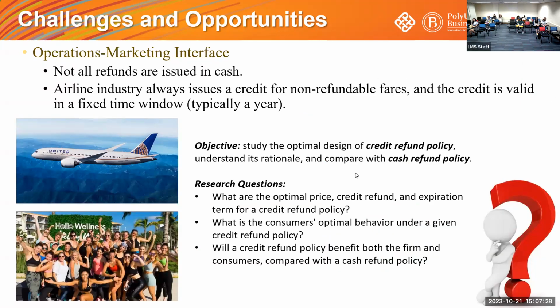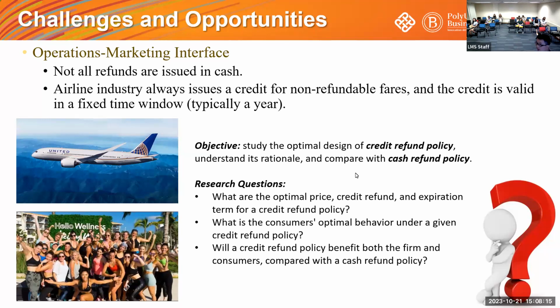Another question that we may also consider is the interdependency between operations and other systems, like marketing. One example that we always see is the airline. The airline needs to operate and also do the marketing when we buy the tickets, and we may also cancel the tickets when we have other schedules. When you cancel tickets, we may study the optimal design of the credit refund policy. Do we need to refund you the cash, or refund you the points of the airline?